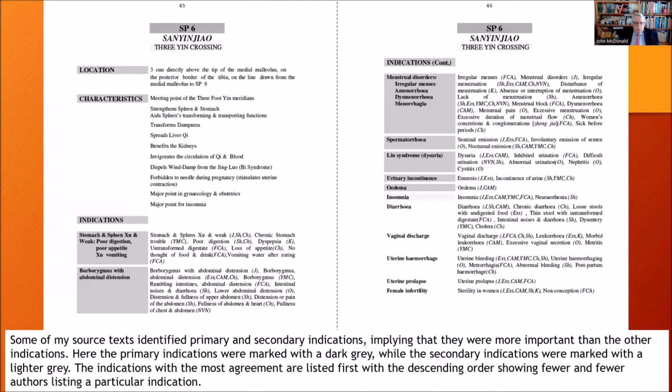Some of my source texts identified primary and secondary indications, implying that they were more important than the other indications. Here, the primary indications were marked with dark grey, while the secondary indications were marked with a lighter grey. The indications with the most agreements are listed first, with the descending order showing fewer and fewer authors listing a particular indication.